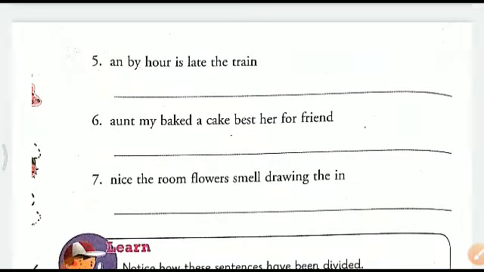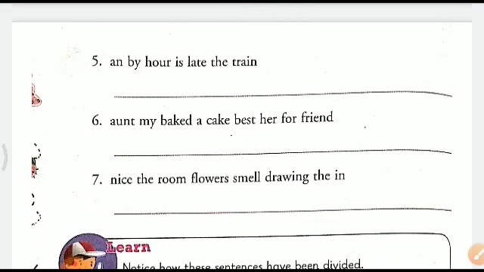Fifth one says, and by hour is late the train. So it will become, the train is late by an hour. Right? So here the noun was train. So the train is late by an hour.